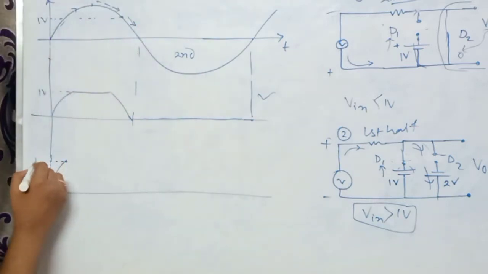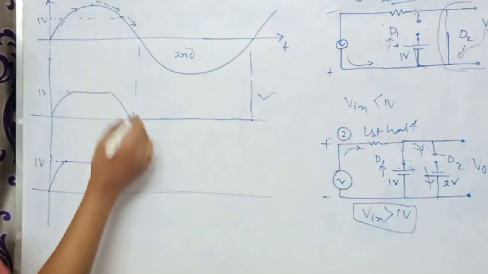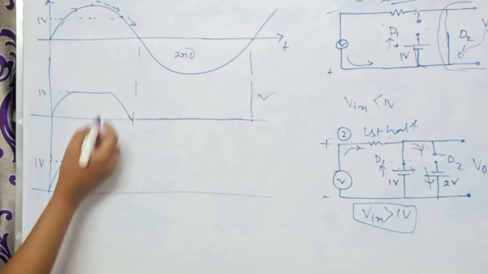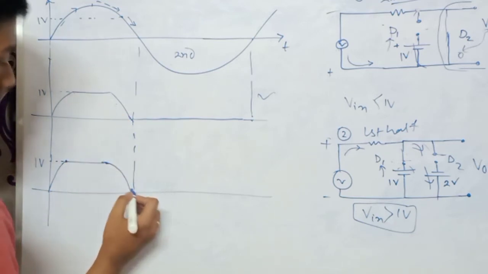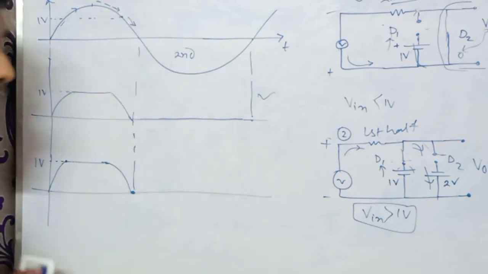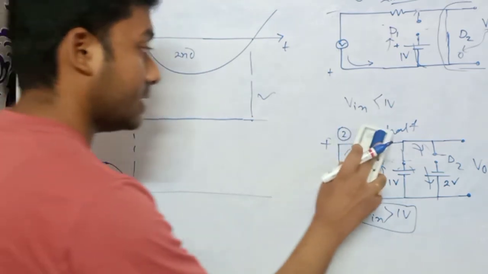So this will be just fixed at 1 volt, and after that a similar case happens, and this will just follow the V input. Now in the second half cycle, let us understand what happens.